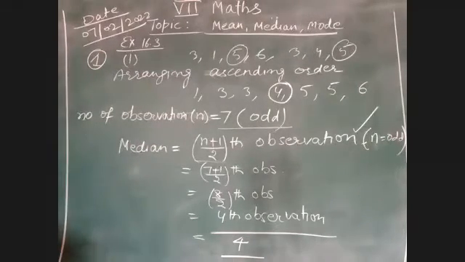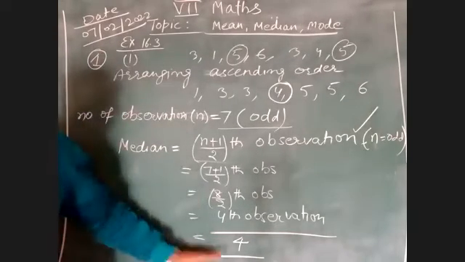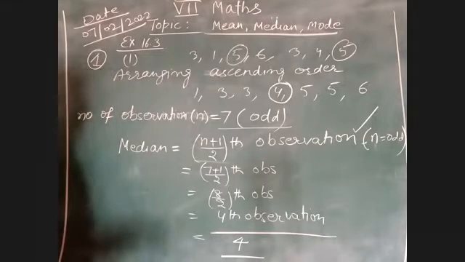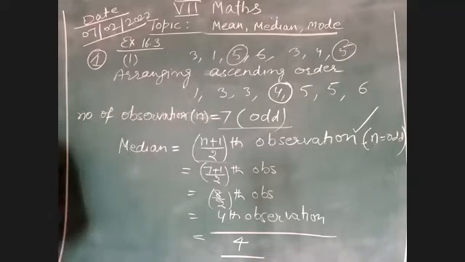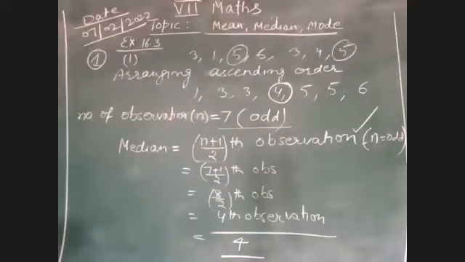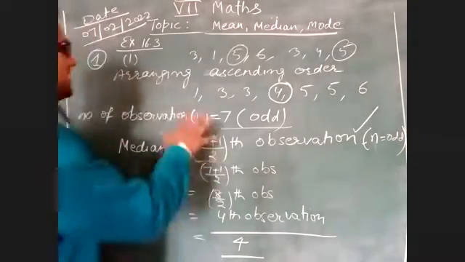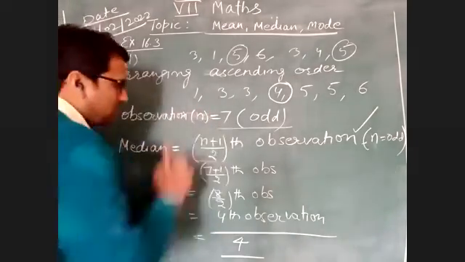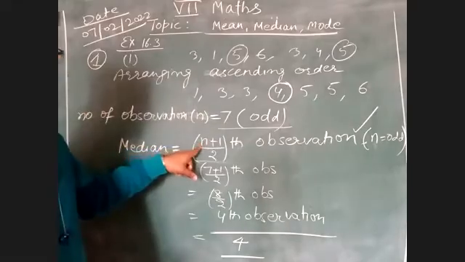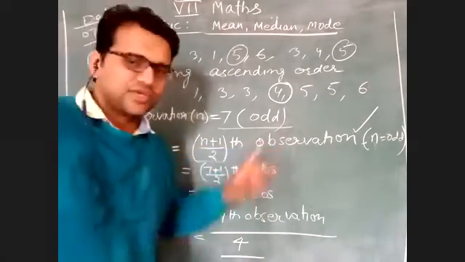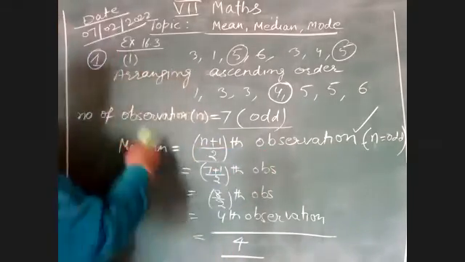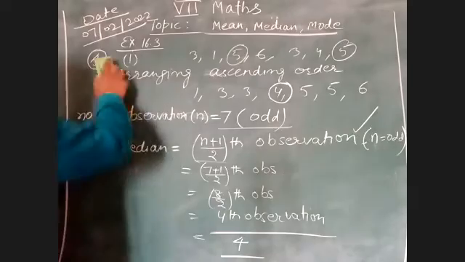So median of your question will be 4. Okay, students, I hope you are getting this point, and we will do second part of first question. By doing the second part, we will observe the case in which the number of observations is even. In the first part, the number of observations is odd, so we used the formula (n plus 1) by 2th observation. And now if we try the second question, there will be more clarity.